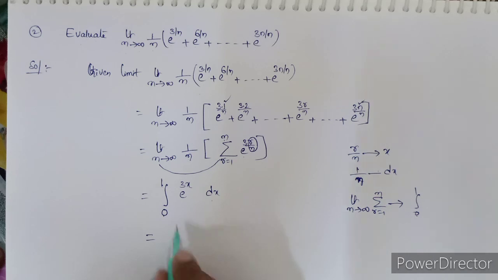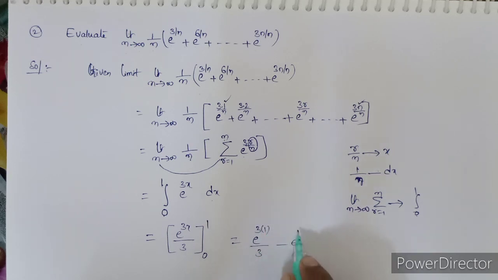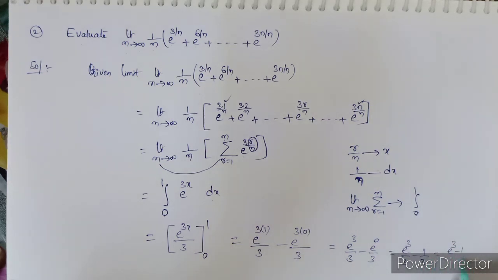Now we integrate this. E power 3x integral is e power 3x by 3. Integration over. Now the limits are remaining. Now we substitute first upper limit, 3 into 1 by 3, minus lower limit 3 into 0 by 3. So we got e power 3 by 3 minus e power 0 by 3, e power 3 by 3 minus 1 by 3. Take 3 as LCM. So e power 3 minus 1 by 3. So this is the answer for this limit.